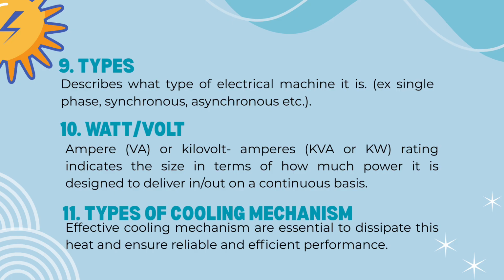And next is types of cooling mechanism. Effective cooling mechanisms are essential to dissipate this heat and ensure reliable and efficient performance. So, we all know that electrical machines generate heat during operation. So, cooling mechanisms are used to remove this heat and keep the machine working efficiently and safely. Effective cooling prevents damage and improves performance. Common methods include air cooling, oil cooling, and water cooling, depending on the machine size and application.